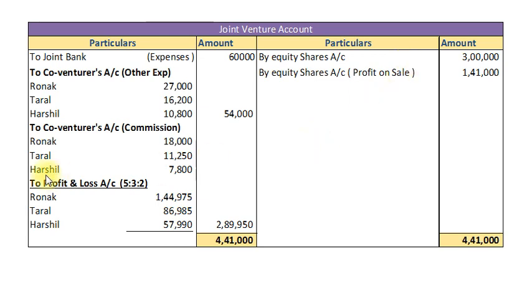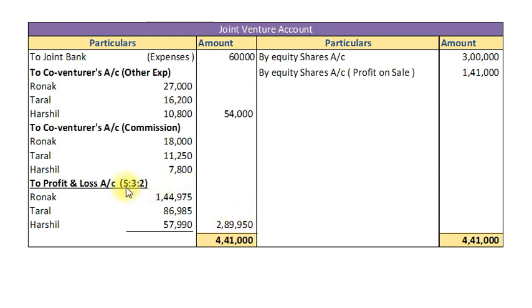And now on debit side, to co-venturers account, commission on sales payable Ronak 18,000, Taral 11,250 and Harshil 7,800. And on credit side, by equity shares account, this is nothing but profit on sale of shares 1,41,000. Already we have seen the working. And finally, by closing joint venture account, we get balancing figure rupees 2,89,950 on debit side.